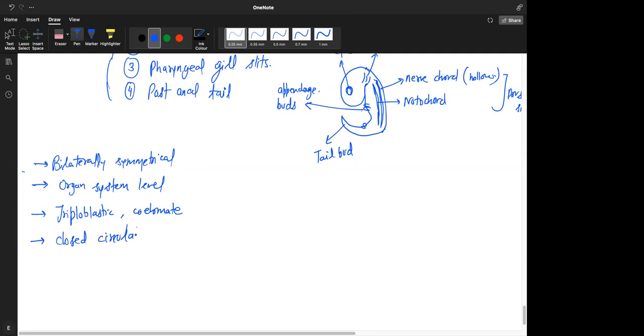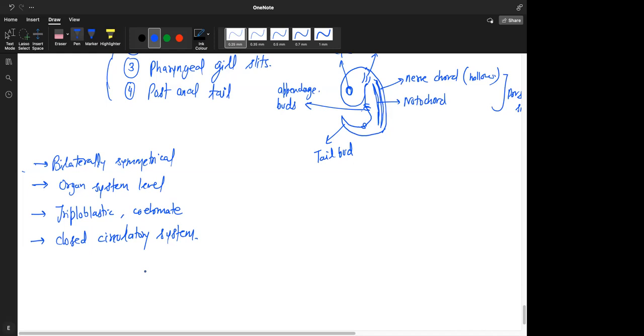What do you mean by closed circulatory system? I explained this to you. What is a closed circulatory system? In a closed circulatory system, the heart pumps blood. Heart can pump blood in an open circulatory system as well, that's not a problem. But why do we call something closed and something open circulatory system? It is because the blood is enclosed in vessels and the heart. Perfect. So in a closed circulatory system, the blood remains inside the closed blood vessels.